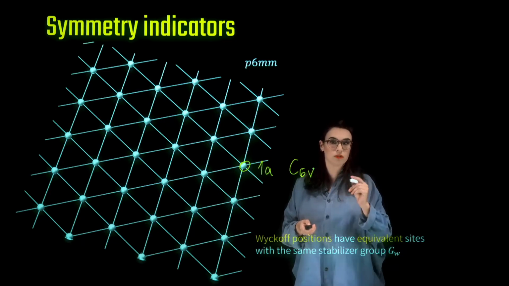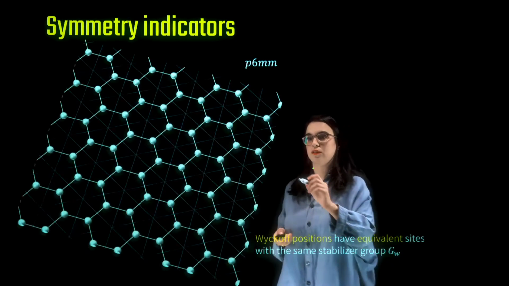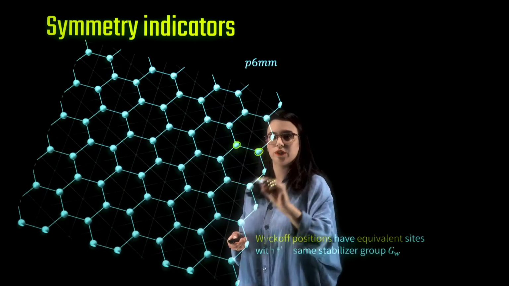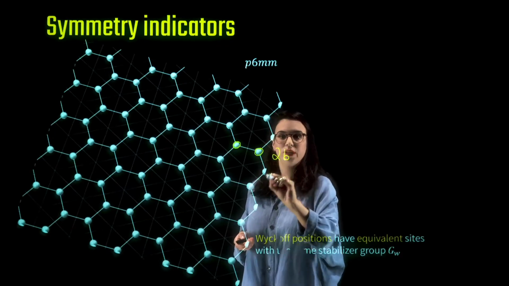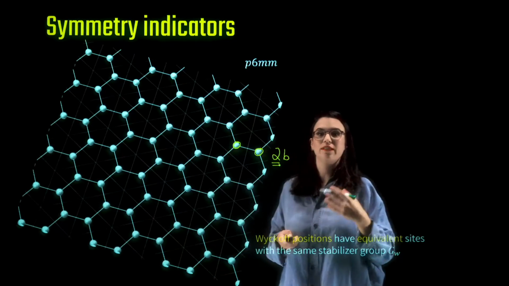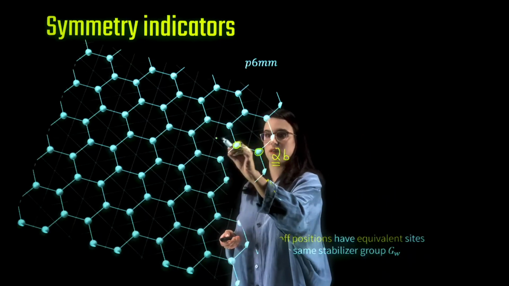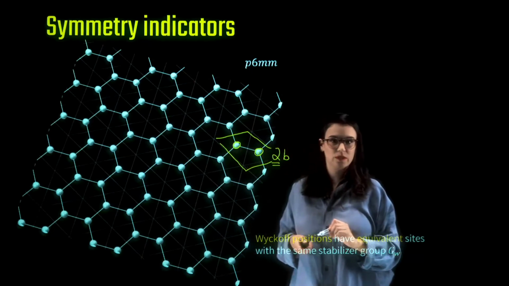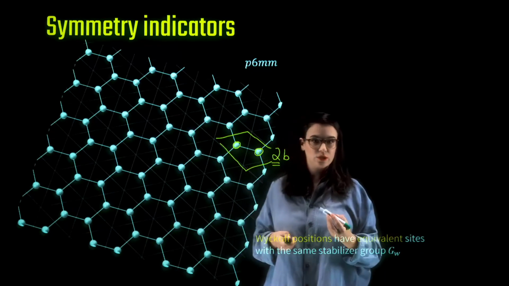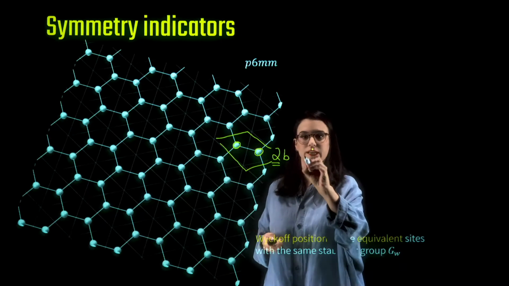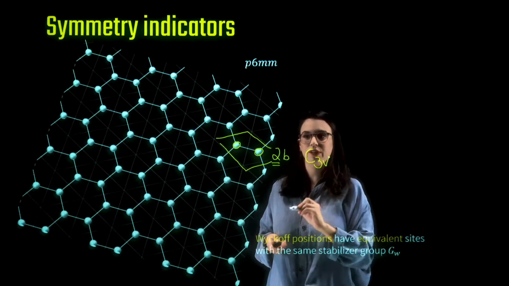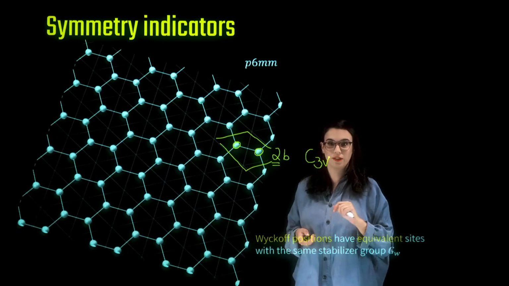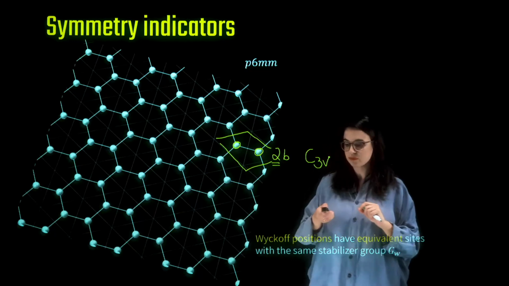Alternatively, we could have put the electrons on a hexagonal lattice, and that is the Wyckoff position called 2b, where 2 stands here for the fact that it appears twice in the unit cell. So this is the unit cell, and it has 2 sites in the unit cell. Now each of these sites has a different stabilizer group, and in this case it is C3v. That means it does not have a two-fold rotation symmetry, but it still has this three-fold rotation symmetry.